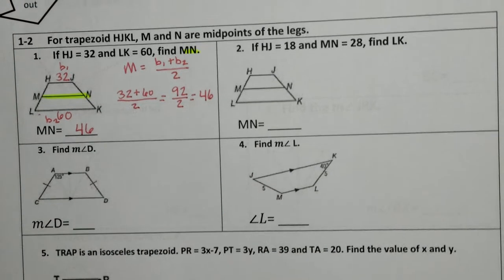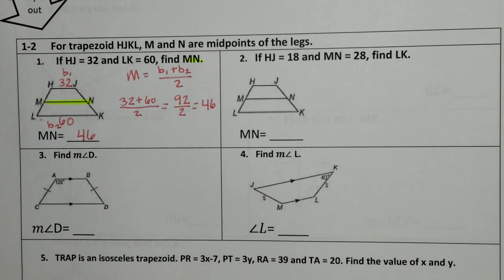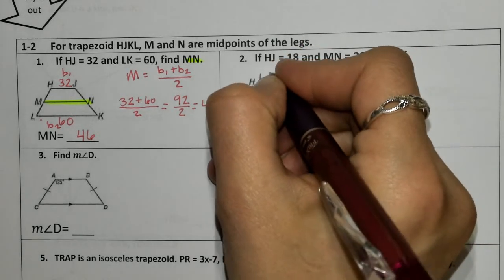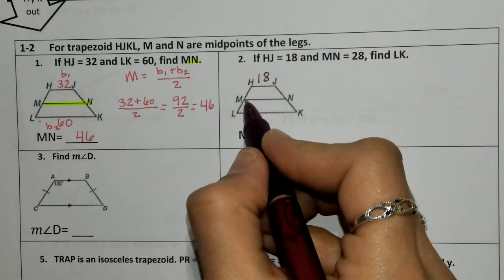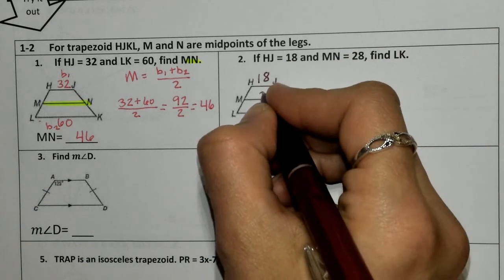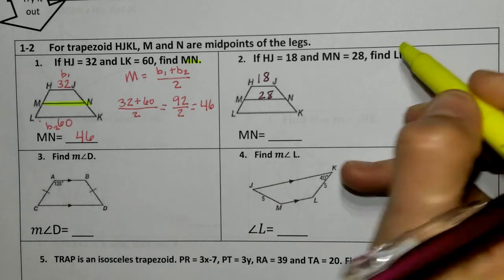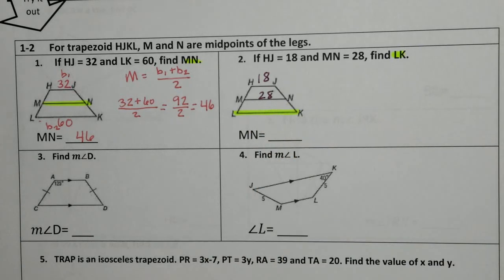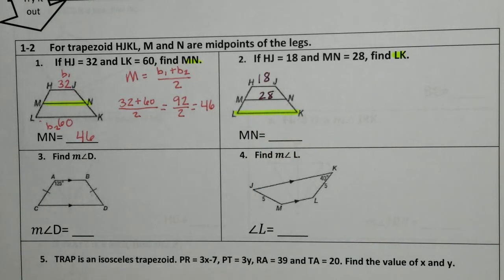Okay, so I did want to make sure we walked through that one together. The next one here, we're told that HJ is 18 now. MN right here, the median, is 28. We want to find LK. So we are going to have to work backwards, and we have done this before where we have a denominator, and we have to get rid of that denominator first.